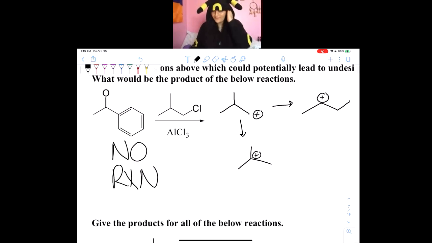Yes, I can repeat that. Sorry, I got really confused, so that's completely my bad. I should have done donating and whatever first. But in this case, since this ketone is an electron withdrawing group, it's going to be a strong deactivator, and we know that alkylation cannot happen with a strong deactivator, so this would be no reaction.